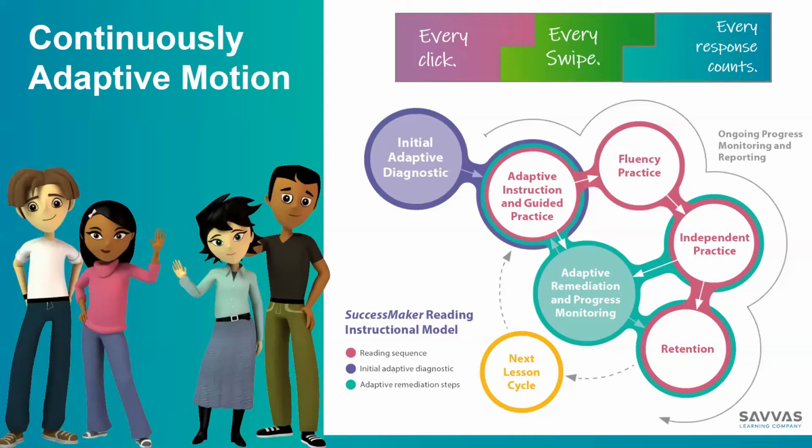So one of the reasons why we're able to do this is because we have this adaptive motion, and that adaptive motion starts right at the initial placement. So again, think of every student being on his or her own learning path. And what you're seeing over on the right-hand side is just the motion that takes place within the program as the students complete activities in the reading program.